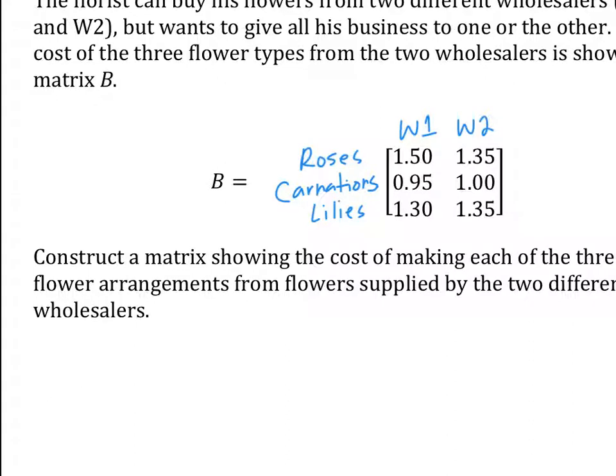Construct a matrix showing the cost of making each of the 3 flower arrangements from flowers supplied by the 2 different wholesalers. Okay, they want the cost of each arrangement by wholesaler type. So how much would it cost for wholesaler 1 to make arrangement 1, arrangement 2, arrangement 3? And how much does it cost for wholesaler 2 to make arrangement 1, arrangement 2, arrangement 3?